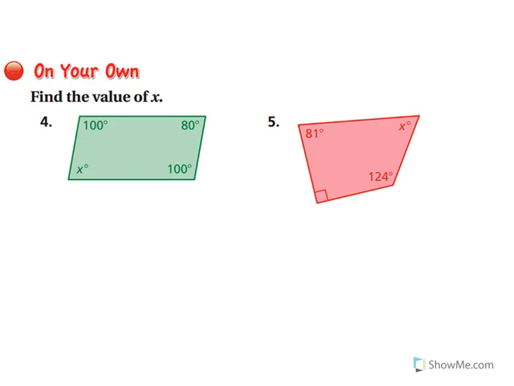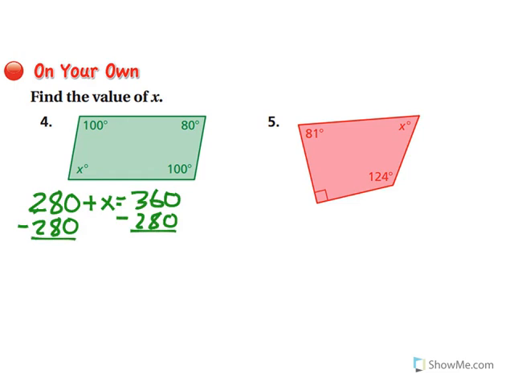Okay, well, let's see how you guys did with this. So for number 4, I don't mind if you add them ahead of time if you can do it easily. 100 plus 100 is 200 plus 80 is 280. So we have 280 plus x equals 360. We're going to subtract 280 from both sides, and we get x equals 80. And that is our missing side.